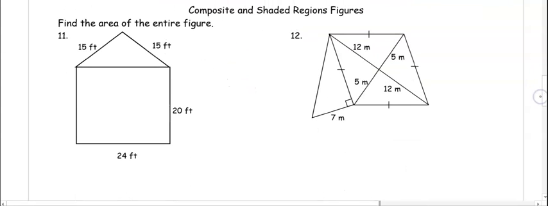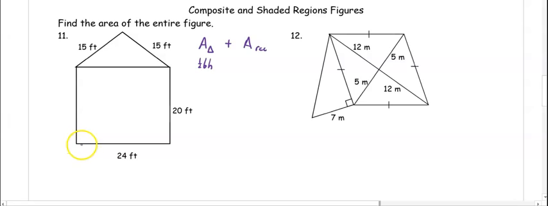Last, we're going to have composite figures and shaded regions. So composite figures are where we put multiple shapes together. So in number 11, we have 2 shapes here. We have the area of the triangle plus the area of the rectangle. So the area of a triangle is 1/2 base times height.